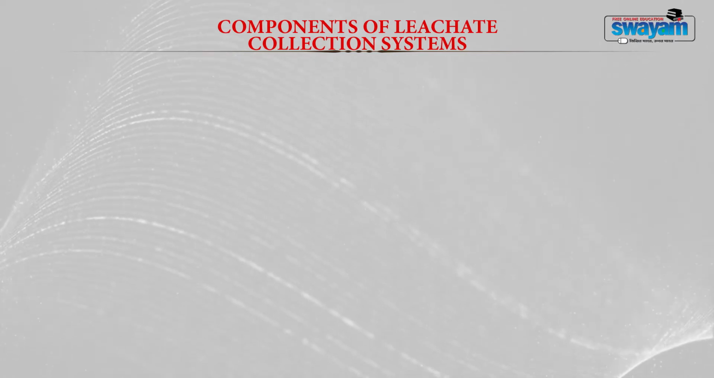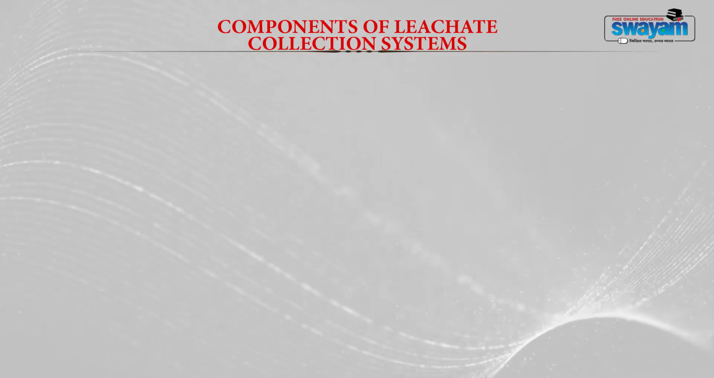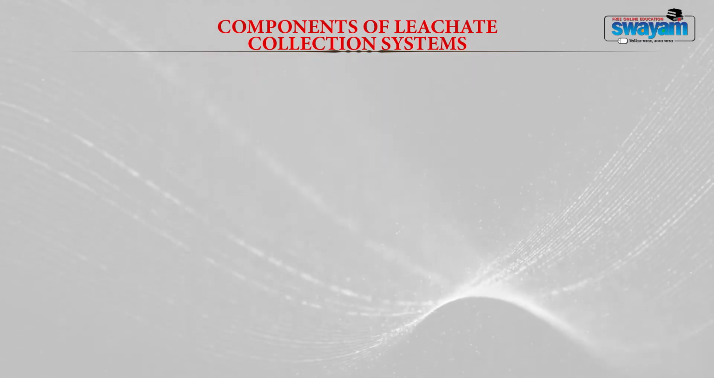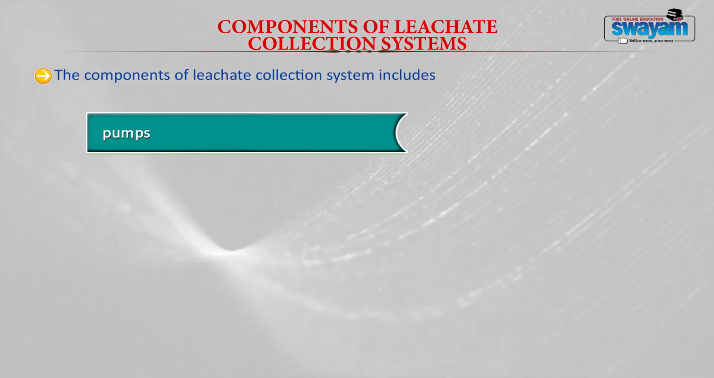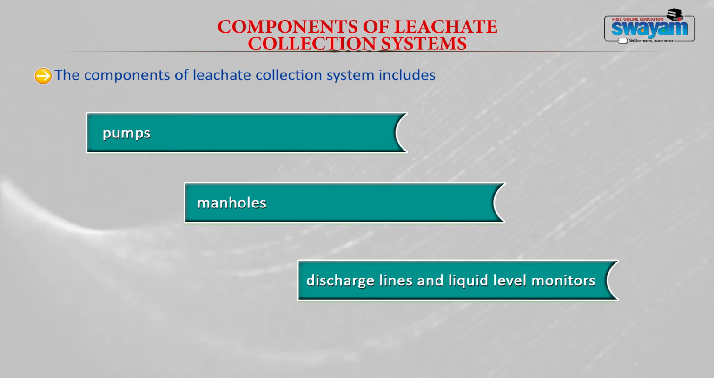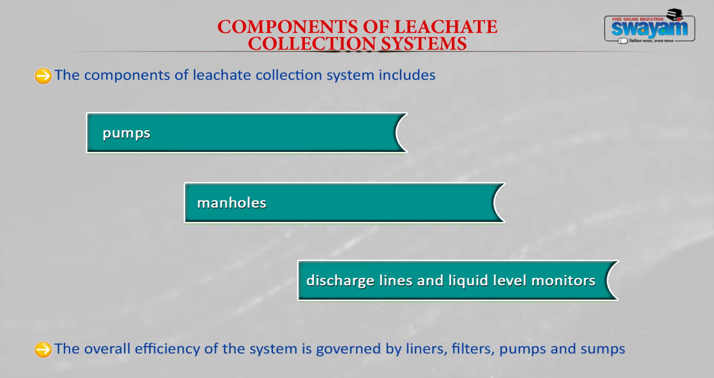Now, let us discuss the various components of the leachate collection system. The components of the leachate collection system include pumps, manholes, discharge lines and liquid level monitors. The overall efficiency of the system is generally governed by your liner system, filters, pumps and sumps. Now, let us discuss each of these components in detail.